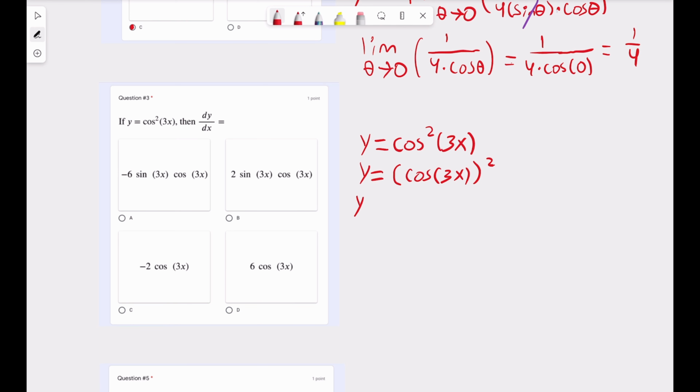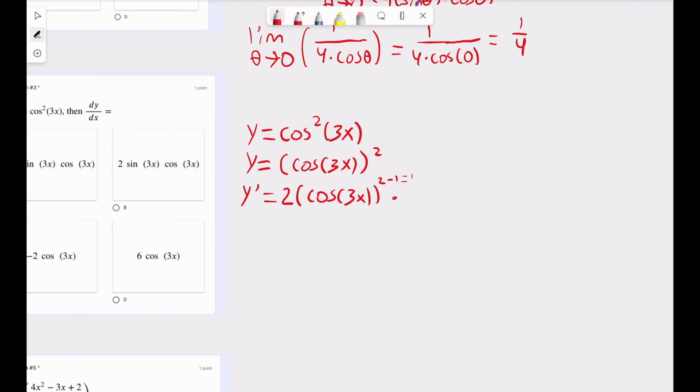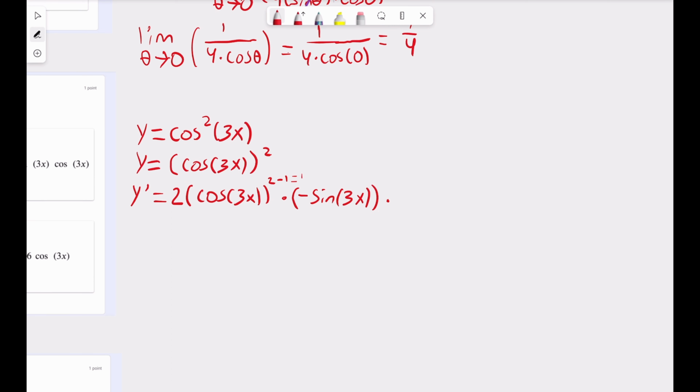And now we need to find the derivative, so y prime, or you can do dy over dx. And now we're going to bring the 2 to the front, so 2 times cosine of 3x, and then 2 minus 1, obviously that is just 1, and then times the derivative of the inside, which is negative sine of 3x, and then take the derivative of the inside again, so we're using chain rule twice, and then the derivative of 3x is just 3.